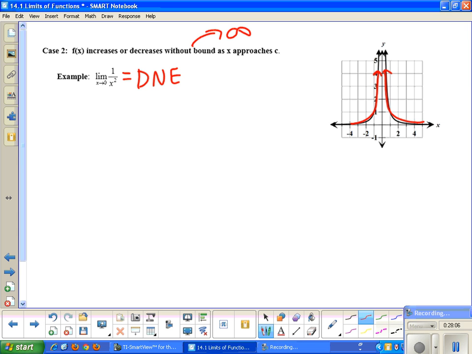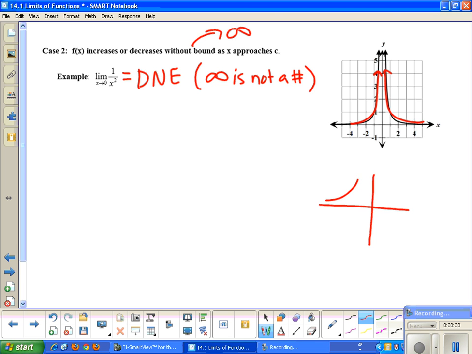And why would that be? Remember that infinity is not a number, because it's going to be increasing and keep on increasing forever and ever, and so we would not really have a limit. Later on, sometimes we do actually write that the limit as x approaches 0 for 1 over x squared is equal to infinity, but we'll talk about that later. For right now, when it approaches infinity, it would not exist.